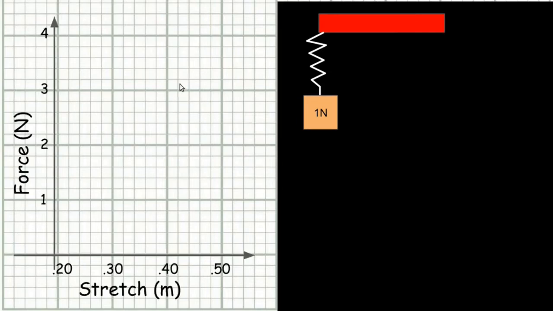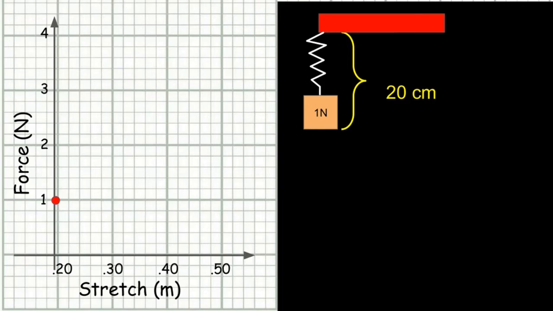This mass is hanging in equilibrium. We're going to plot its stretch in meters versus the force it took to create that stretch. So here we have the mass hanging at rest, and it's 20 centimeters from the top of the spring to the bottom of the mass. It doesn't matter where we measure, the top or the bottom of the mass, as long as we're consistent.